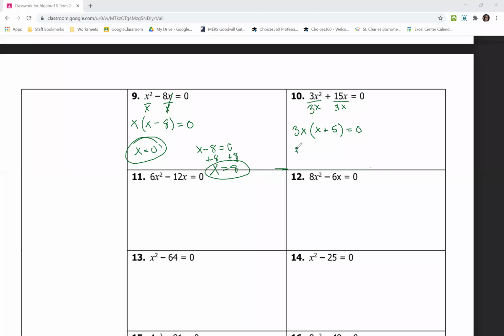Okay, so I have 3x equals 0 and x plus 5 equals 0. So I divide each side by 3. 0 divided by 3 is just 0. Okay, and then subtract 5 from both sides and you have x equals -5. So those are my two answers, 0 and -5. Okay, I'm going to leave number 11 and 12 for you guys to do.